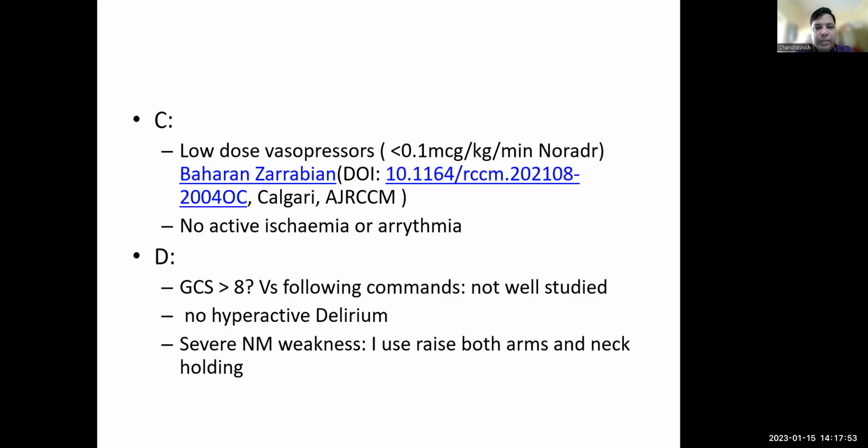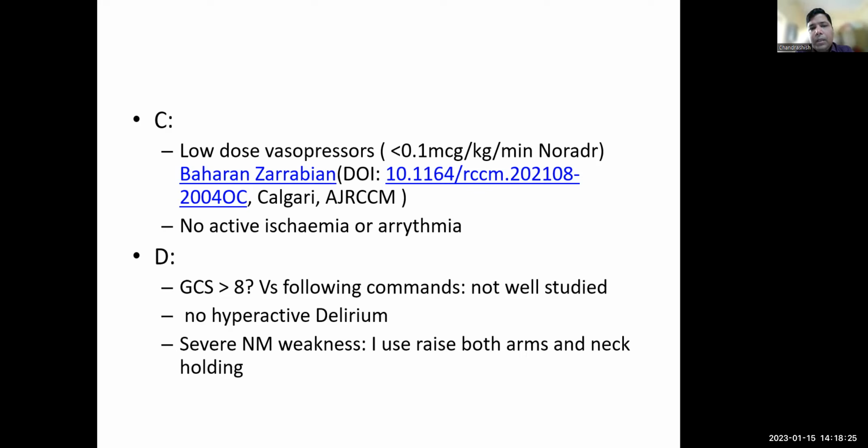What about circulation? Now, the obvious targets of circulation in an ICU remain the same, that we try to keep a mean blood pressure of more than 65, and so on. But what about patients on vasopressors or inotropes? So this is a study which was published in the Blue Journal, a study from Calgary, Canada, by Zarabia et al.